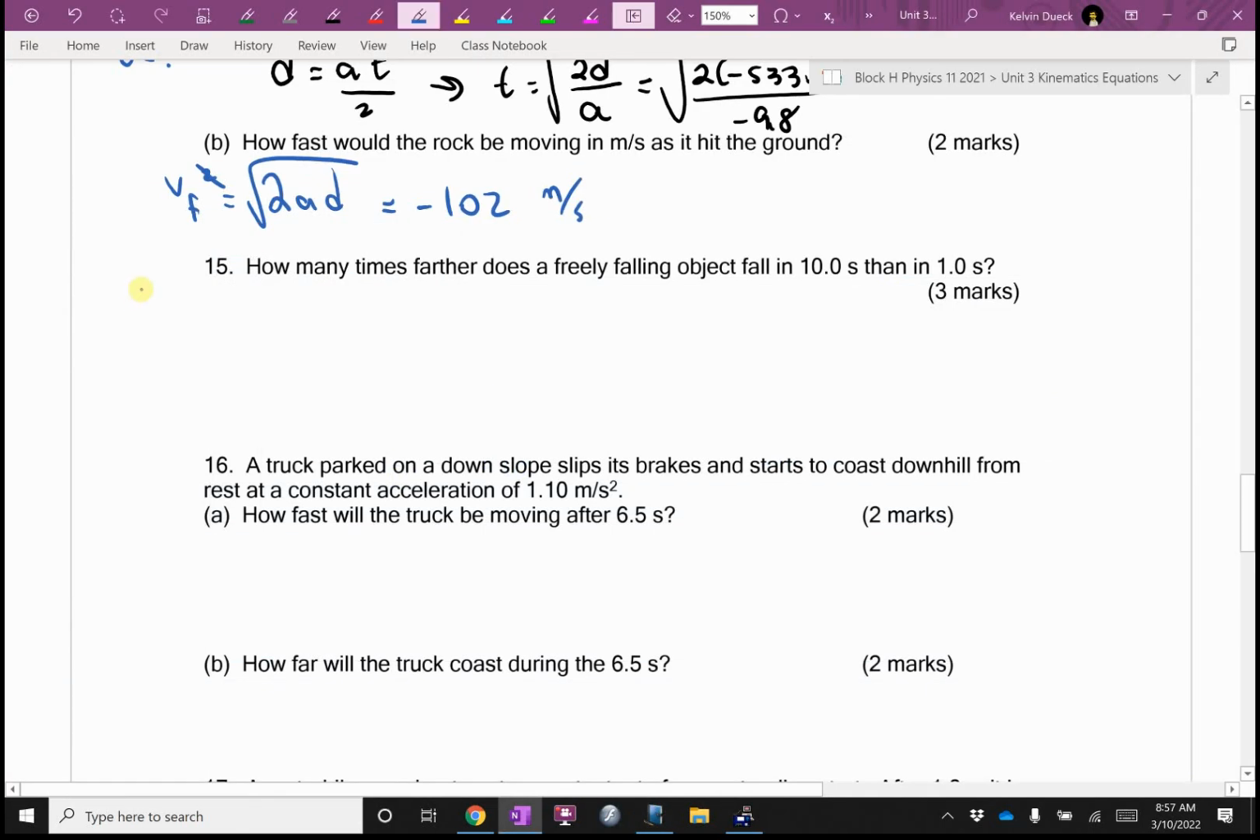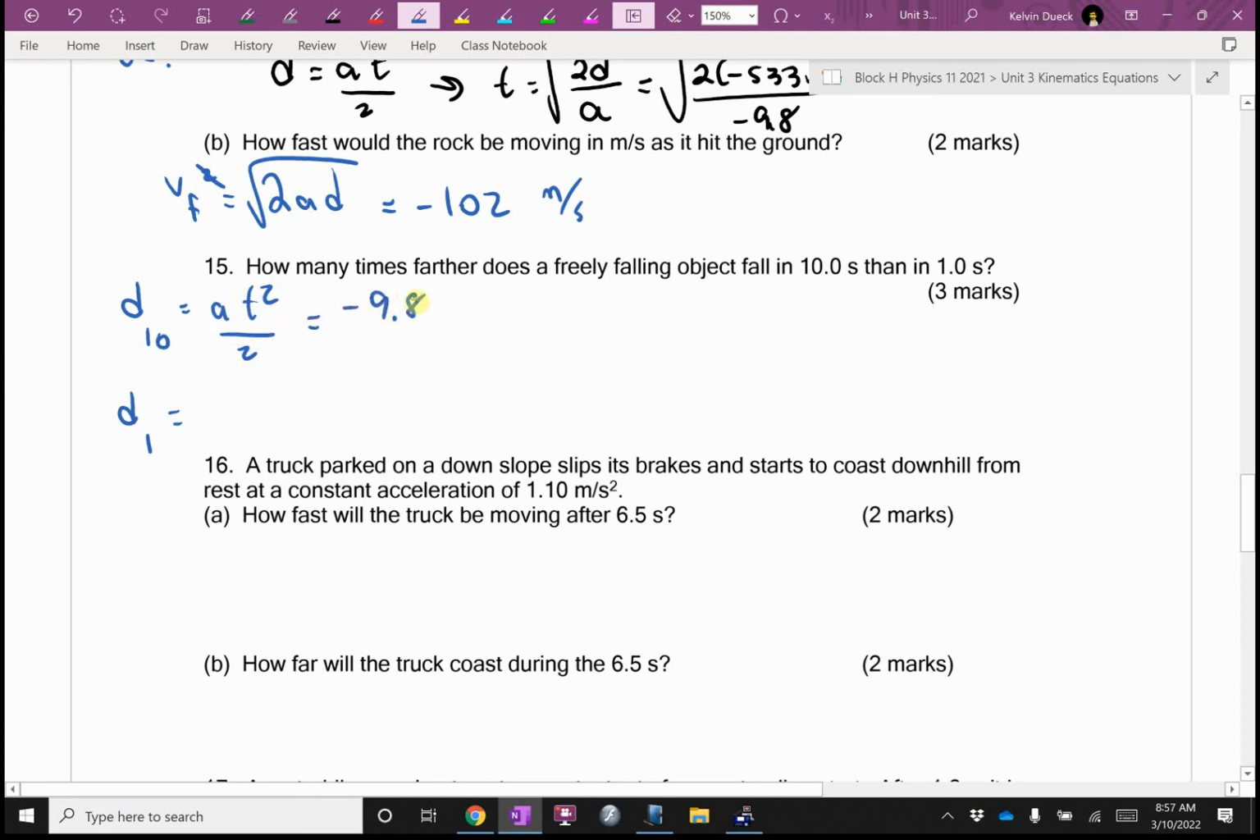I think what I'm going to do is figure out how far we fall in 10 seconds. I'll call that D10. How far we fall in 1 second, I'll call that D1. And then I'll divide them. I think here, again, for number 15, you have to assume dropped, which is why this question would never make it on the test. It's going to be D equals a half AT squared.